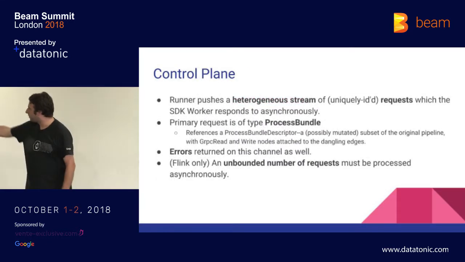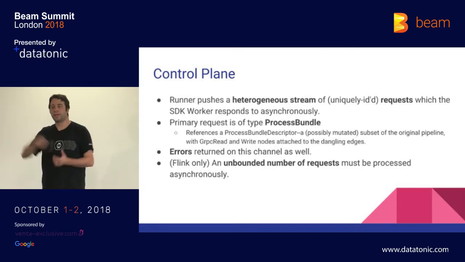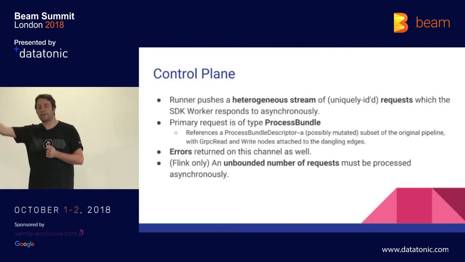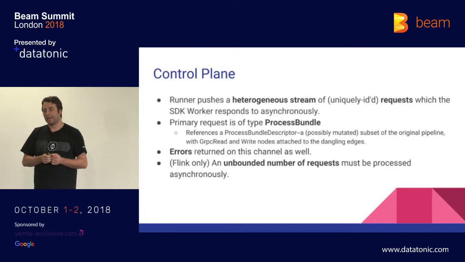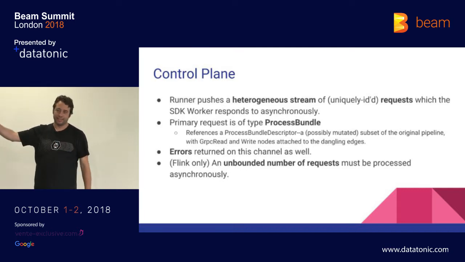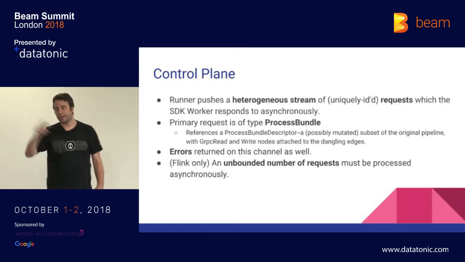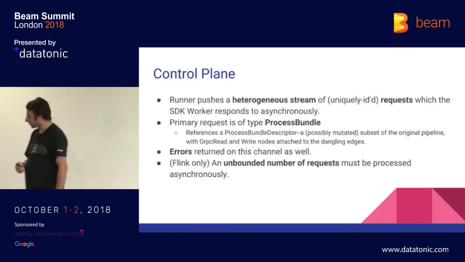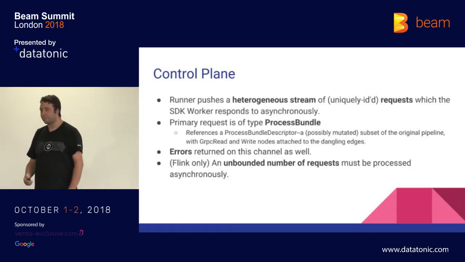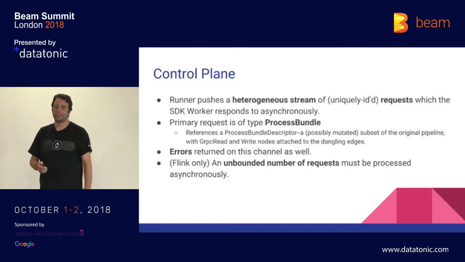So I guess I kind of went over these. The runner API, the control plane, pushes a stream of events to do. So it says, please process this bundle. Please register this bundle. And these events are asynchronous. Whenever it pushes an event, it's tagged with an ID, and then it just waits for a message that has that ID as the response. So it's kind of like a normal RPC, except it's streaming to account for the high throughput. The primary thing is process bundle, which is like, actually do this work.